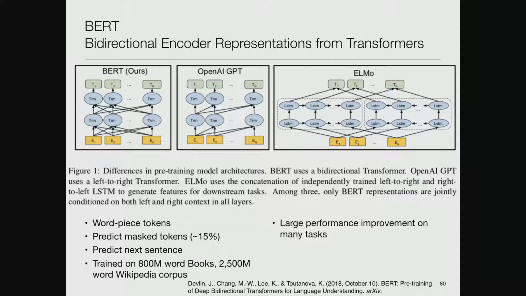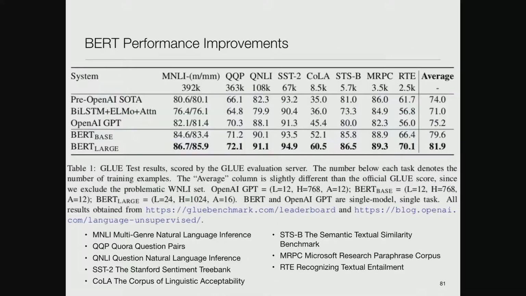And then they look at different tasks, like can I predict the next sentence in a corpus? So I read a sentence, and the translation is not into another language, but it's predicting what the next sentence is going to be. So they trained it on 800 million words from something called the books corpus, and about 2.5 million word Wikipedia corpus. And what they found was that there's an enormous improvement on a lot of classical tasks.